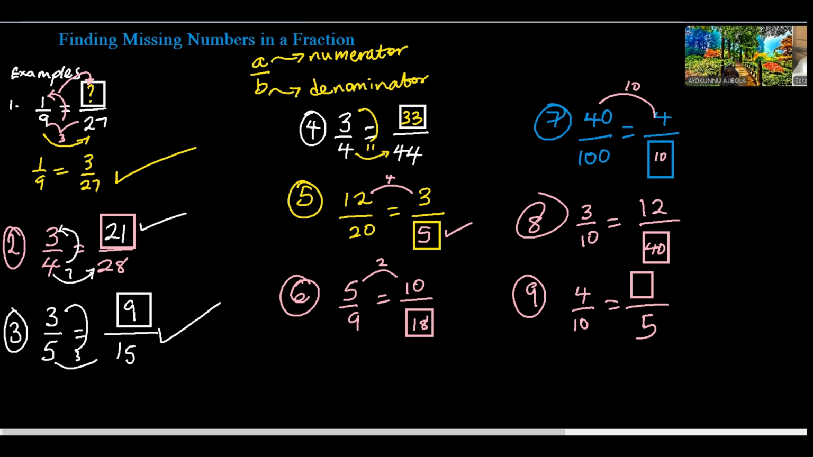So 10 times 5 is 50. Wait a minute. And what number should I put at the top? I think the answer will be 200. You can try that again. Let's see.